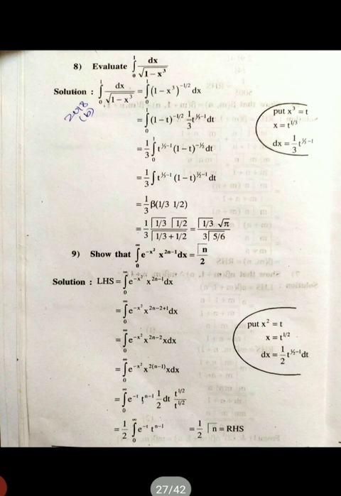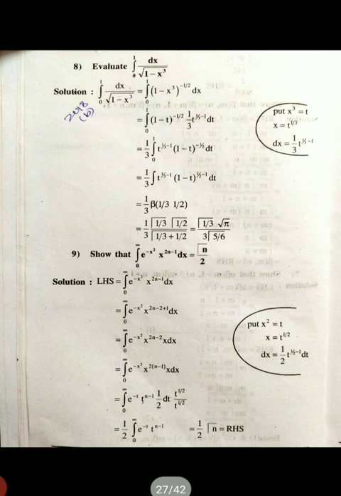Okay, next come to show that integration 0 to infinity e raised to minus x square into x raised to 2n minus 1 into dx. See here, the limit of the integral is in the form of 0 to infinity. Now we have to apply the definition of the gamma function. Let's see. Taking the LHS part, integration 0 to infinity e raised to minus x square x raised to 2n minus 1 into dx. We know that the gamma function definition is gamma n is equal to integration 0 to infinity e raised to minus x, x raised to n minus 1 into dx.